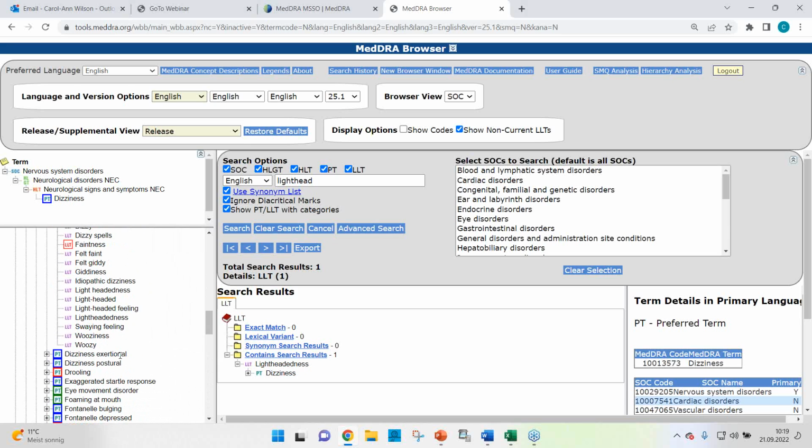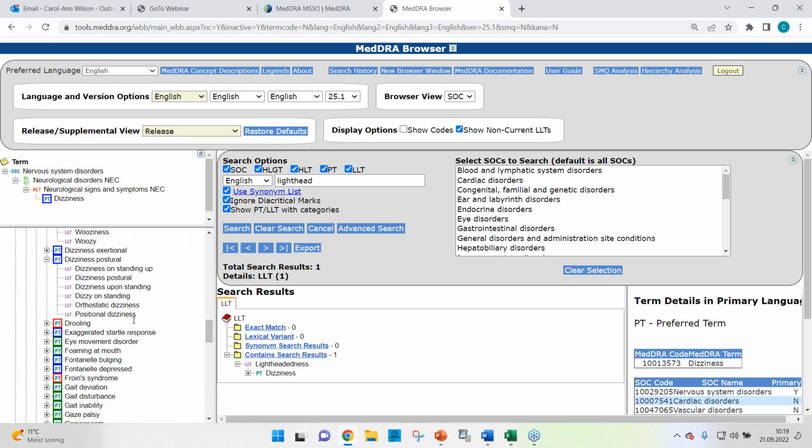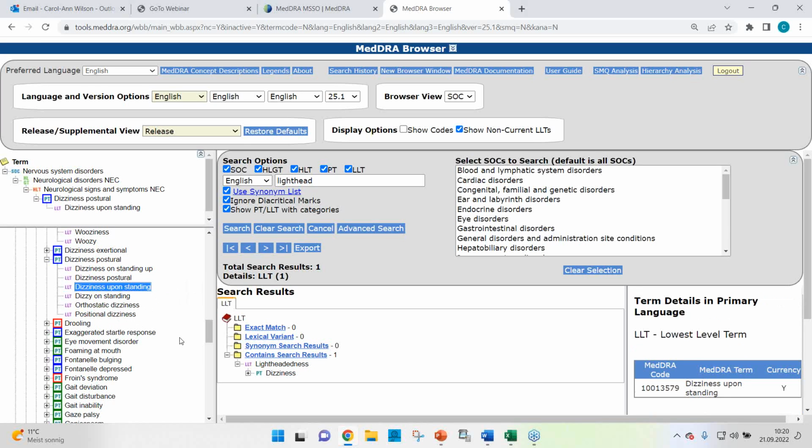So here it's useful to look at the neighbors in order to check whether something is more specific, like this PT dizziness. And here we have dizziness exertional and also dizziness postural. If we open it, we see dizziness on standing up, dizziness upon standing, dizzy on standing, and other terms like positional dizziness. As I said, we always try to be as close to the verbatim as possible. What was reported was lightheadedness due to standing, so we would replace lightheadedness with a synonym, dizziness, and due to standing, we would say upon standing. Dizziness upon standing would be the closest match to our reported verbatim.